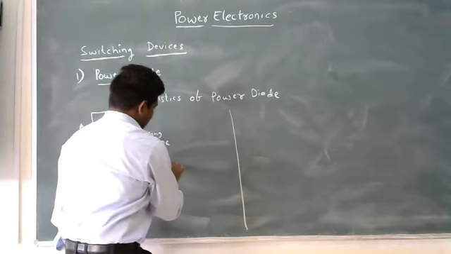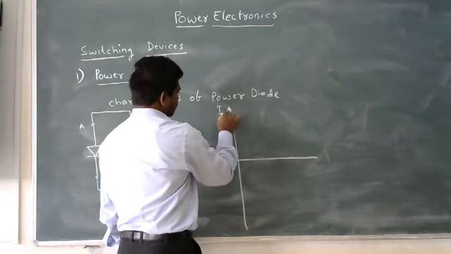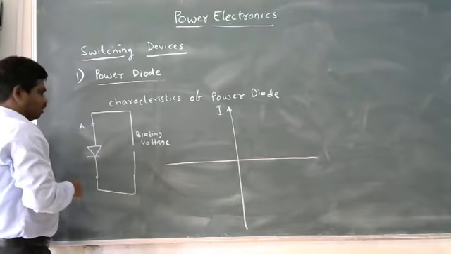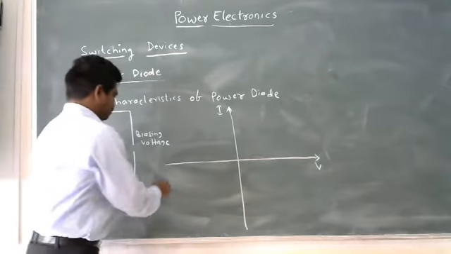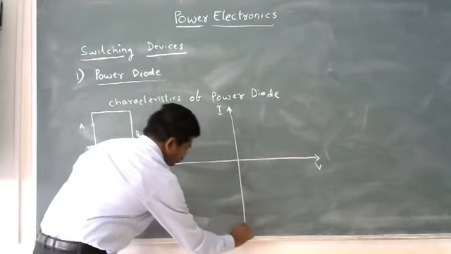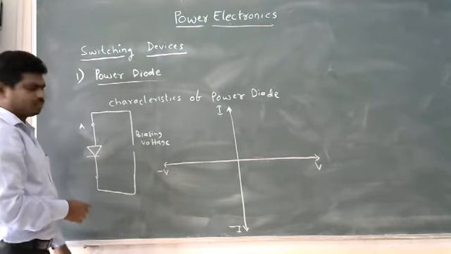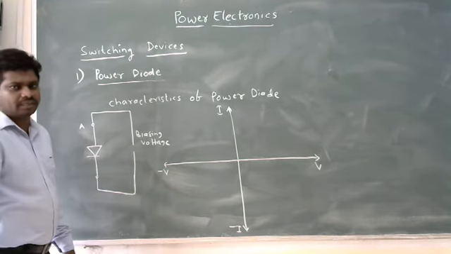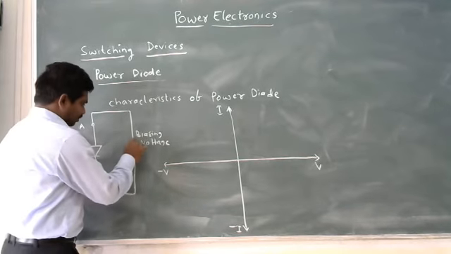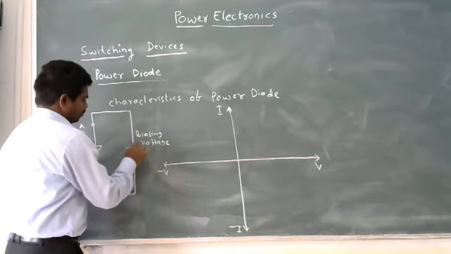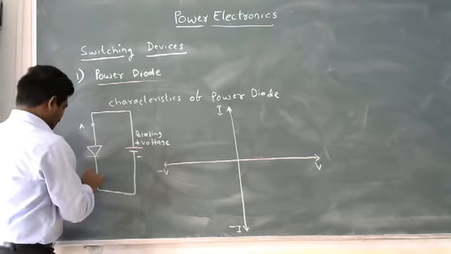So I am plotting the characteristics like this. On the y-axis I am taking the current flowing through this device, and the voltage applied across the device on the x-axis. Suppose there exist two modes of operation for the diode. When I use a DC supply or battery here, with positive connected to the anode and negative connected to the cathode.